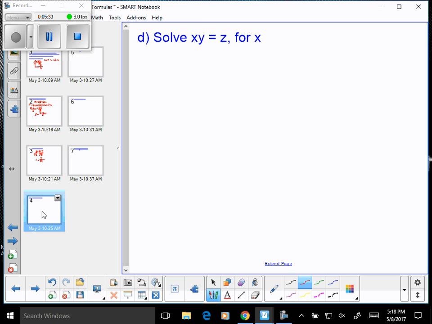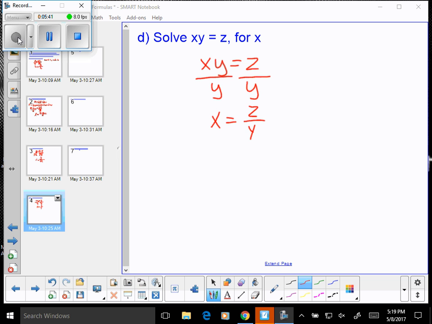You hit pause and see if you can do xy equals z. You want to solve for x. Well, how did you do? You don't need the y, so you're going to divide both sides by y. And you can't simplify z divided by y any farther than what I've already written.